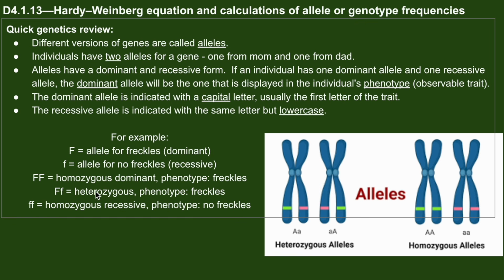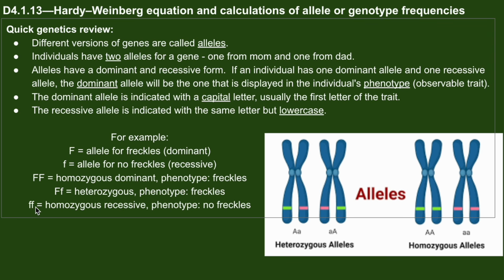Hetero is a prefix that means different. In this case, because big F is dominant over little f, the phenotype is still freckles. In fact, from the outside, big F big F and big F little f are identical. There's no way to tell which of these two genotypes an individual has because they both have the same phenotype.